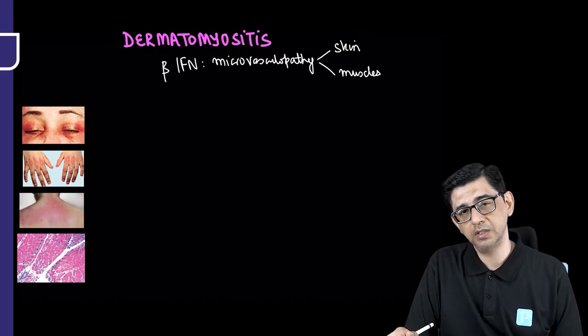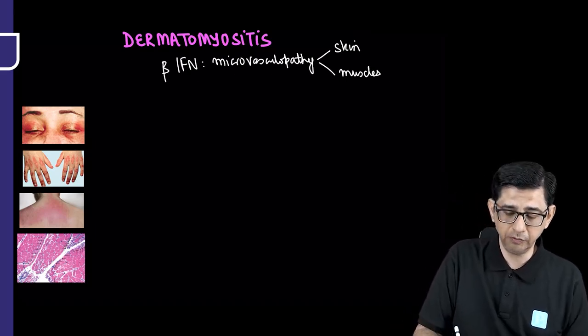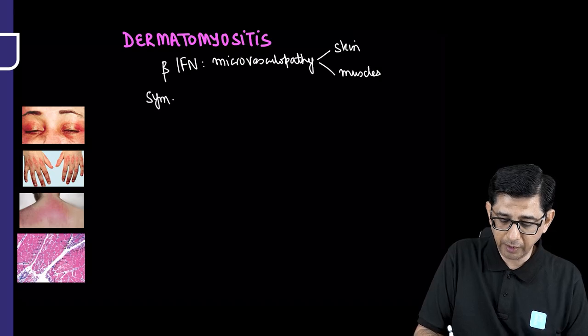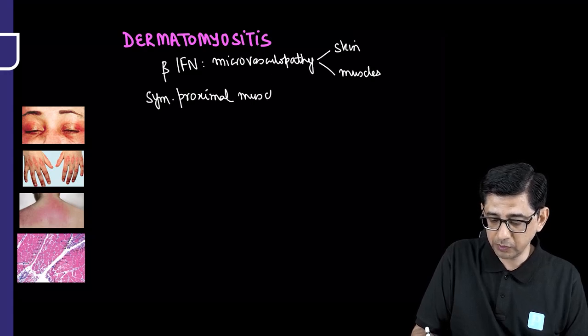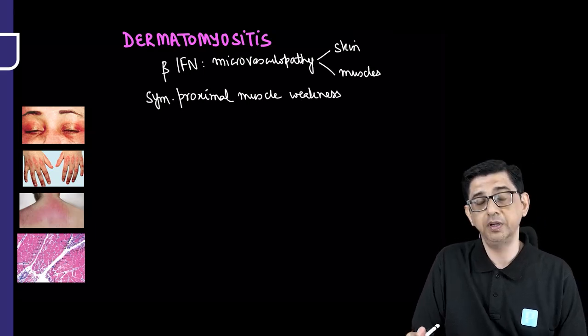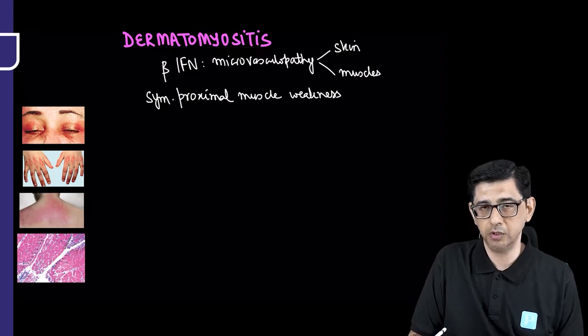So let's look at those classical features. And I'm very sure you are aware of this from your dermatology as well. I'll write down the standard data. Symmetrical proximal muscle weakness will be one of the primary complaints of these patients. What I mean by symmetrical proximal muscle weakness is difficulty in standing up from a sitting position or squatting position.